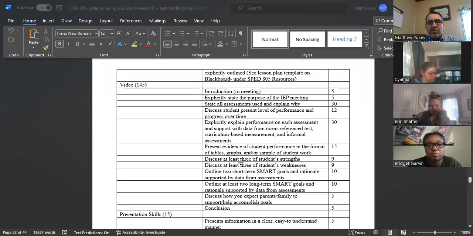So if you will follow this rubric and use this kind of as an outline when you're doing the mock IEP, you're going to do just fine on this. Okay. Remember, you can do this at home, sitting at your kitchen table. You can do it in your home office. You can do it in your classroom, wherever you feel comfortable doing it. Remember, this is a mock IEP.